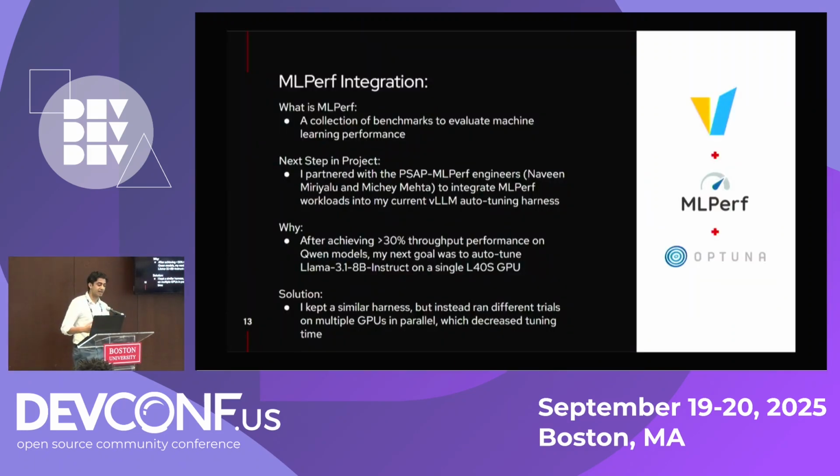So after all of this, I decided to integrate MLPerf. MLPerf is a collection of benchmarks to evaluate machine learning performance. Next step in the project after GuideLLM was I partnered with the MLPerf engineers to integrate MLPerf workloads into my harness. Why did I do this? Well, I achieved a 30% boost in throughput on the Qwen models. So my next goal was to see if I can get the same auto-tuning boost with Llama 3.1 on a single L40S.